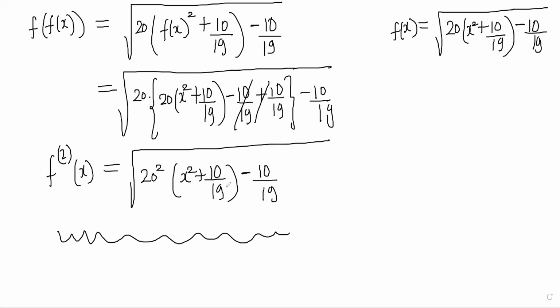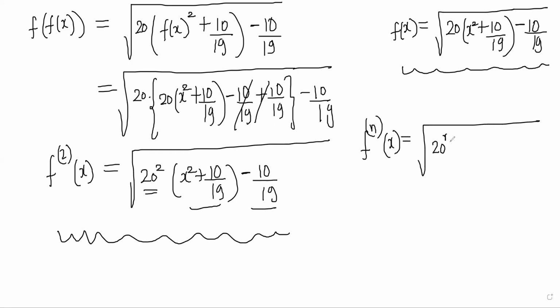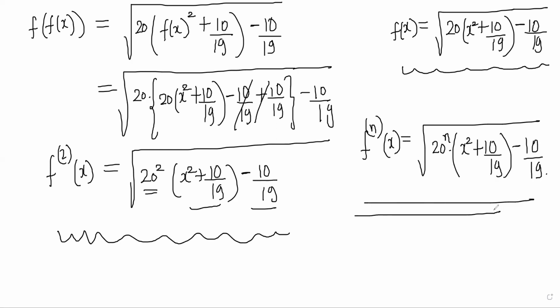f of 2 of x is 20 square, and the form here is the same as what was there before. So by induction, you can show that f of n of x should be equal to root over 20 power n times x square plus 10 by 19, minus 10 by 19. So this is our answer. This is the function that we are looking for, the composition of f n times. That's just a quick recap of the fixed point method that we saw in the previous video.